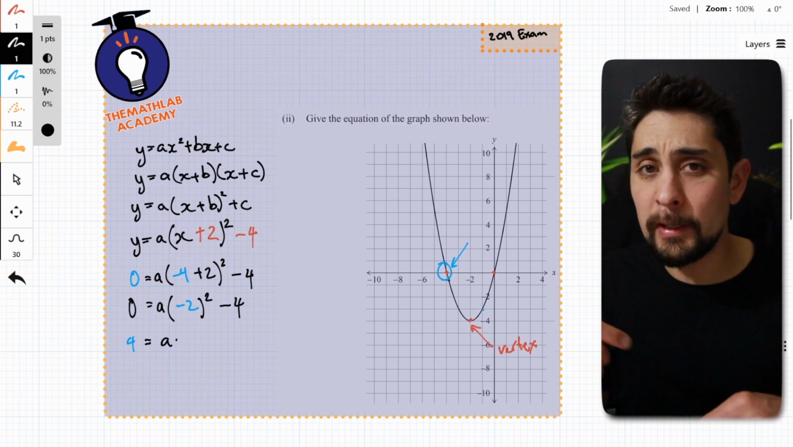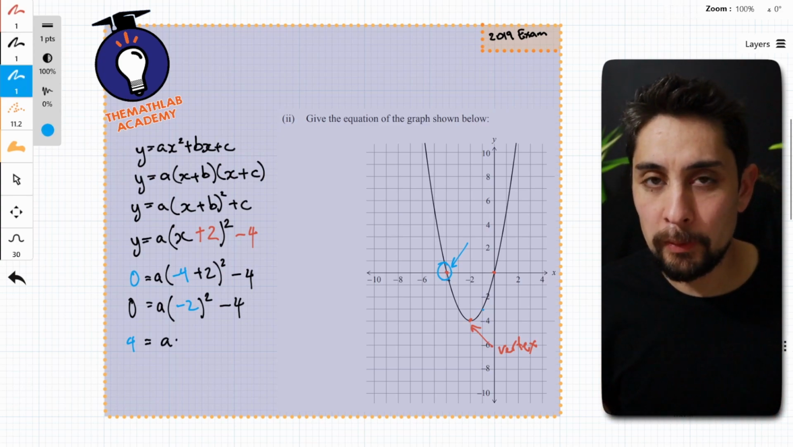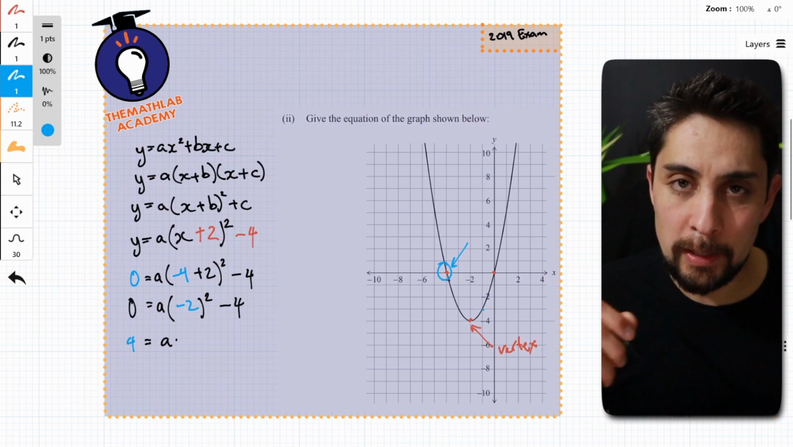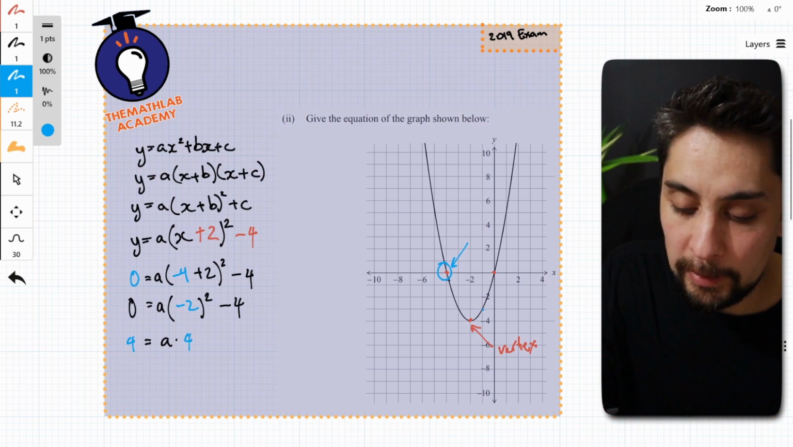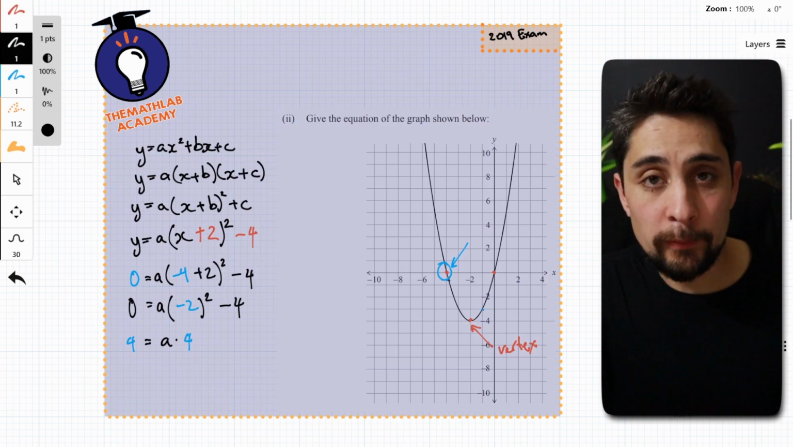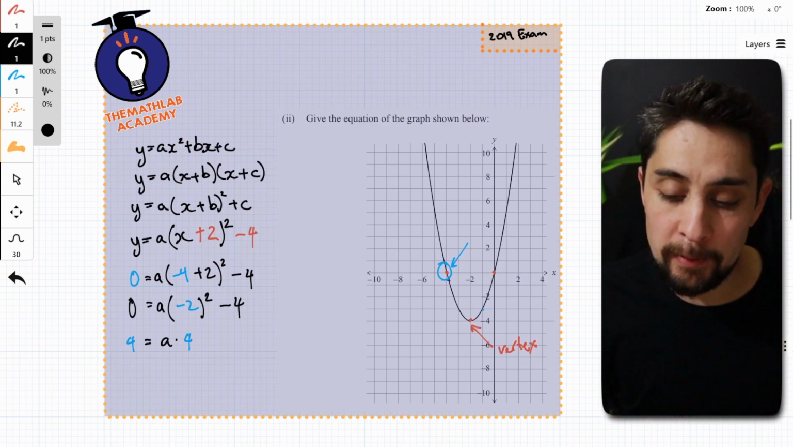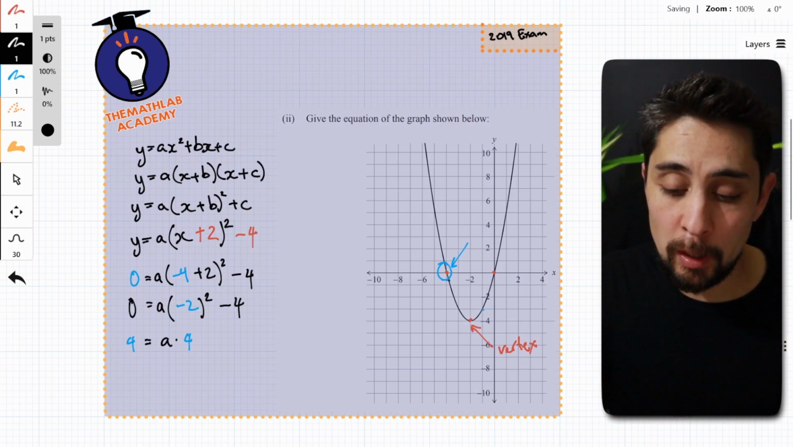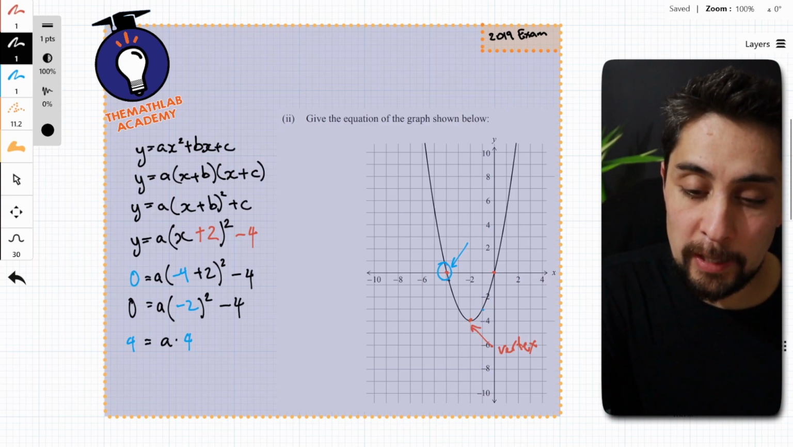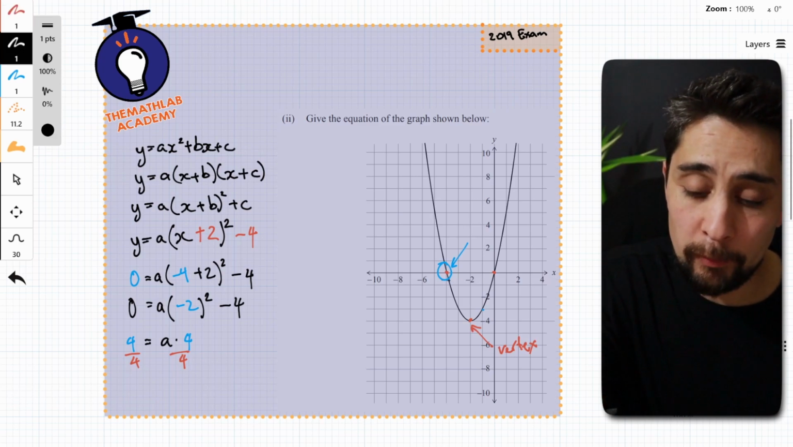-2 squared, if you put that into a calculator without brackets, you'll end up with the wrong answer. So when you put -2 squared into a calculator, make sure you use your brackets. The answer to that is 4. We have a times 4. We don't want a times 4, we just want 1a. So we have to divide by 4 because divide is the inverse of multiplication. Dividing by 4 means we divide both sides, or everything, by 4.